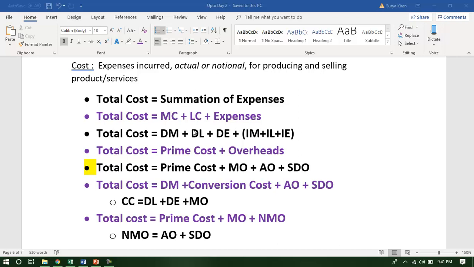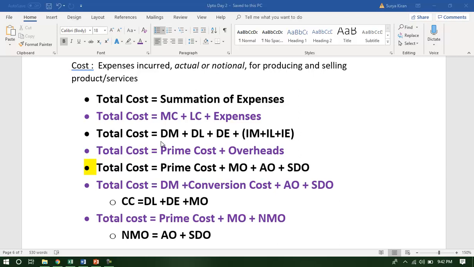If we use the direct and indirect classification in determining the total cost, then the total cost will be direct material plus direct labor plus direct expenses. These are the expenses which are directly identified with a product or a service. And indirect material plus indirect labor plus indirect expenses, these are not directly identified, and individually they may not be a very significant part of the total cost.